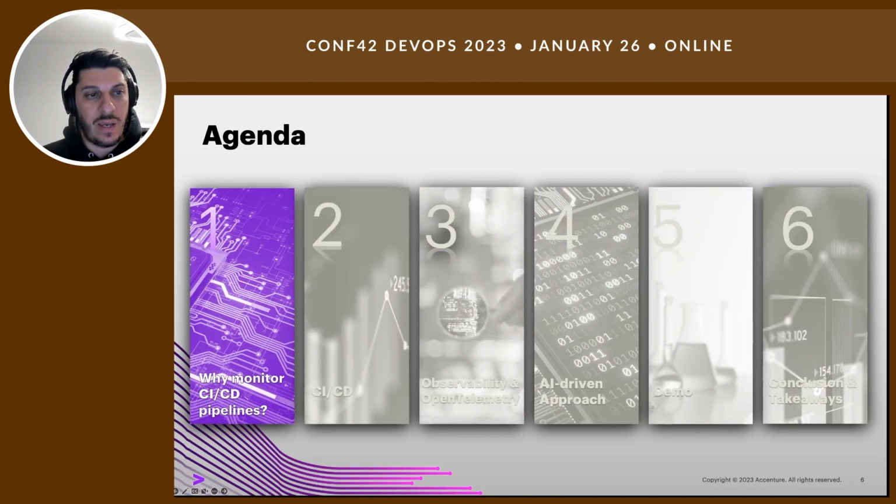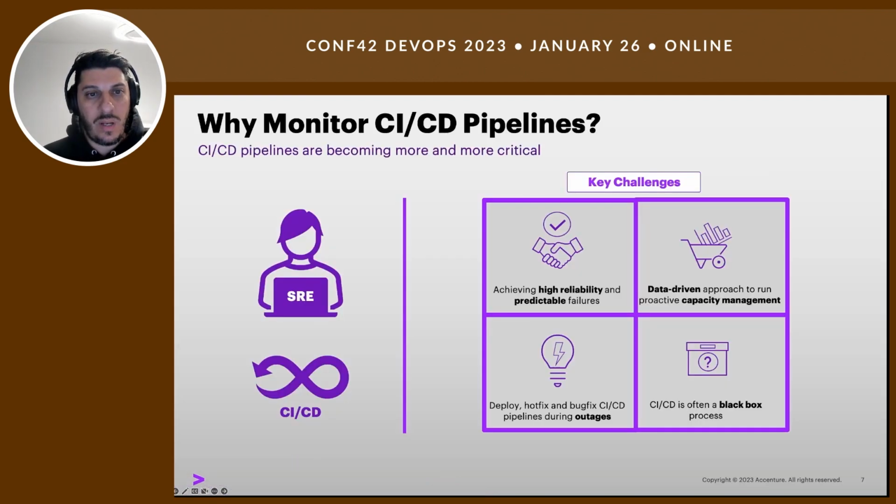Why monitor a CI/CD pipeline and platform? You can imagine the CI/CD platform is really critical. Let's see our key challenges. SRE and DevOps need a CI/CD platform that is reliable, with predictable failures. SRE and DevOps need a data-driven approach to run proactive capacity management: when and how to increase resources. SRE and DevOps need a CI/CD to deploy hotfix and bugfix during outages. Now you can imagine how the CI/CD platform became really critical.